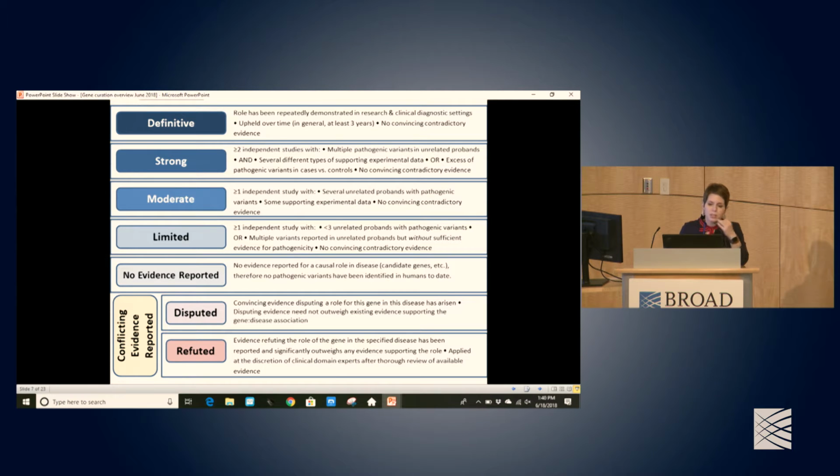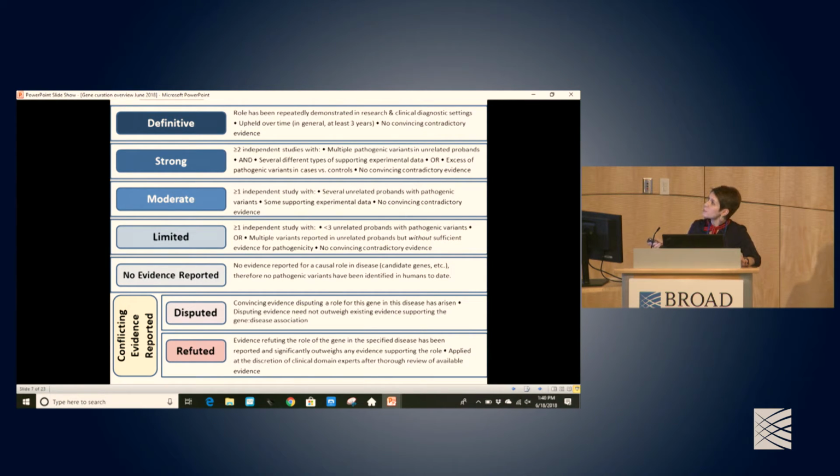But basically, gene disease pairs that have only supporting evidence can be classified as limited, moderate, strong, or definitive. Definitive is our highest classification, and this means that the gene's role in disease has been repeatedly demonstrated over time. And when I say over time, in general, I mean at least 3 years.